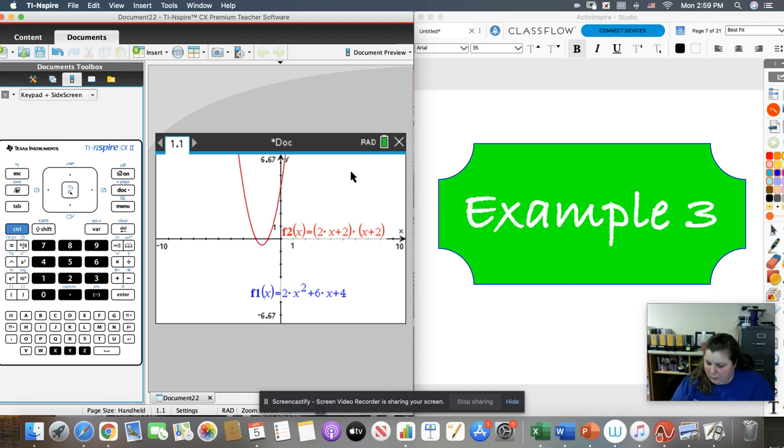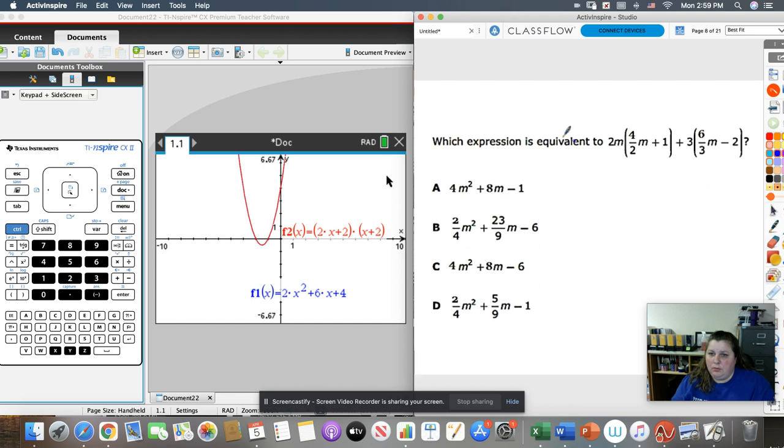Here's example number 3. Again, we have the keyword equivalent. We're going to type all of this in and see which one matches. Except there's 2 things you need to know about this particular problem. First of all, there's an M instead of an X.